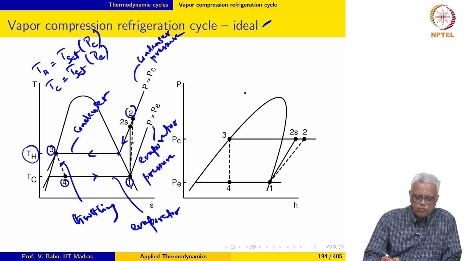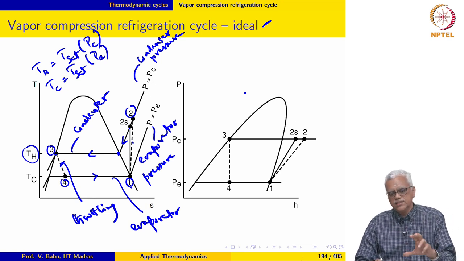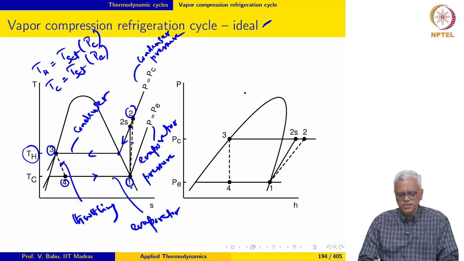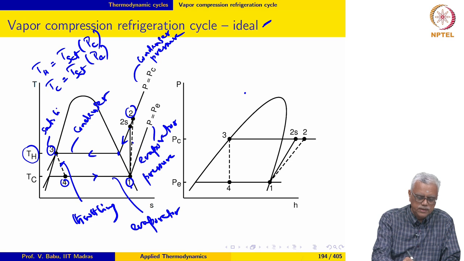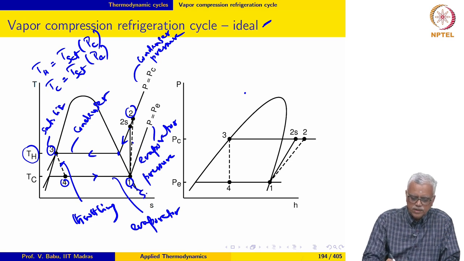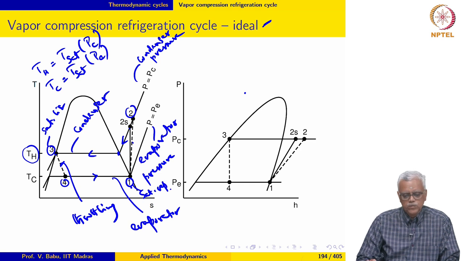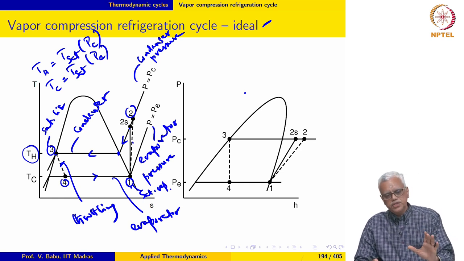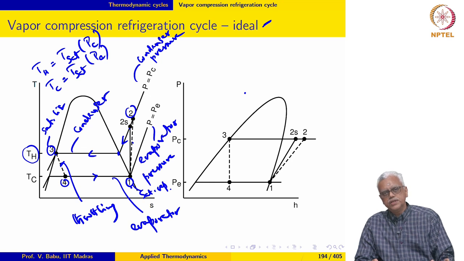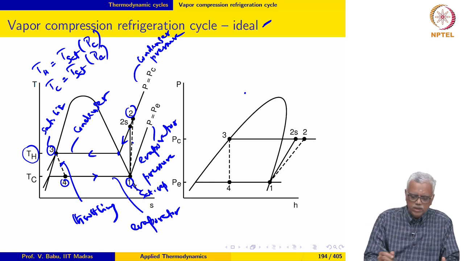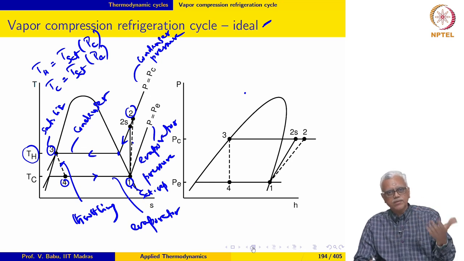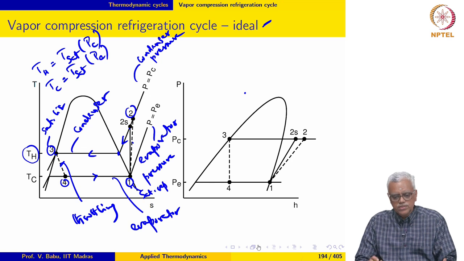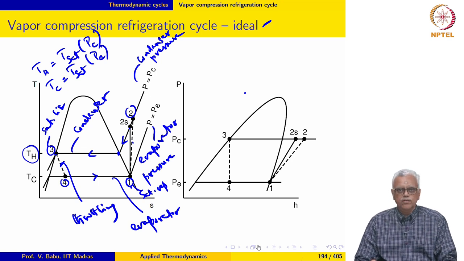Number two, state one is a saturated vapor in the case of the ideal vapor compression refrigeration cycle, and state three is a saturated liquid. So this is a saturated liquid and this is a saturated vapor. So TH is equal to Tsat of PC, TC equal to Tsat of PE, and state 1, exit of evaporator, is a saturated vapor state, exit of condenser is a saturated liquid state. So this cycle is usually referred to as the ideal vapor compression refrigeration cycle in the refrigeration community.